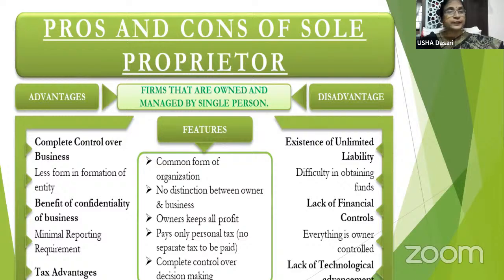Mainly, there are some disadvantages. Of all the disadvantages, remember that the bold ones are very important: existence of unlimited liability, lack of financial controls, lack of technological advancement. Apart from that, the main disadvantage is that one person cannot control all types of business. That means one cannot manage and control all types of business.